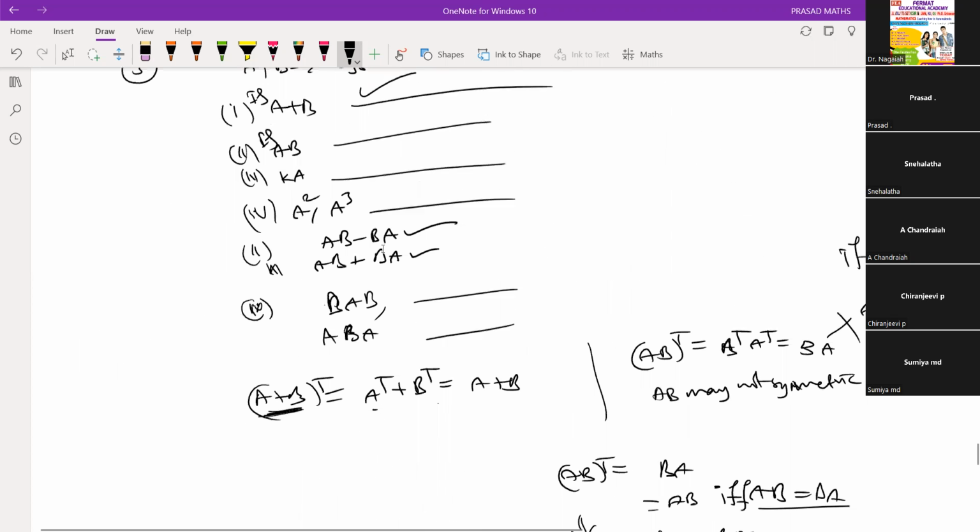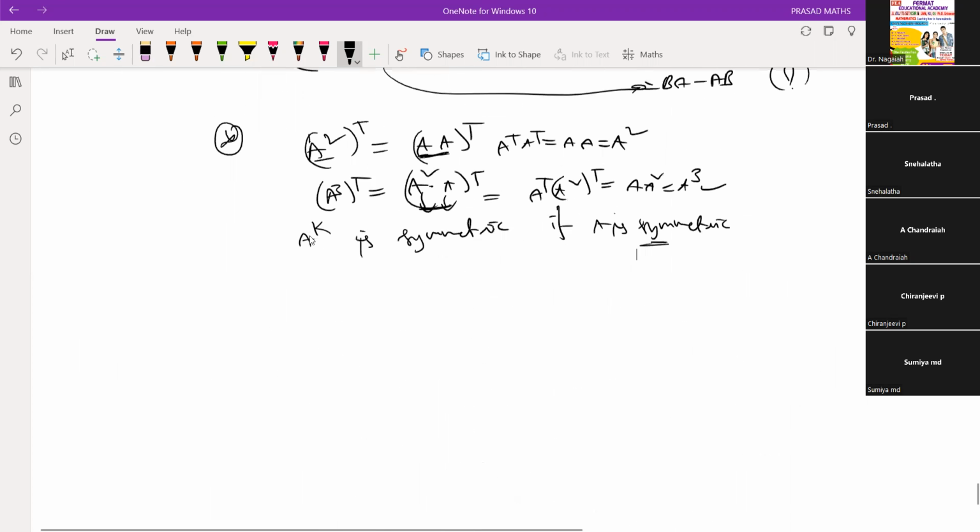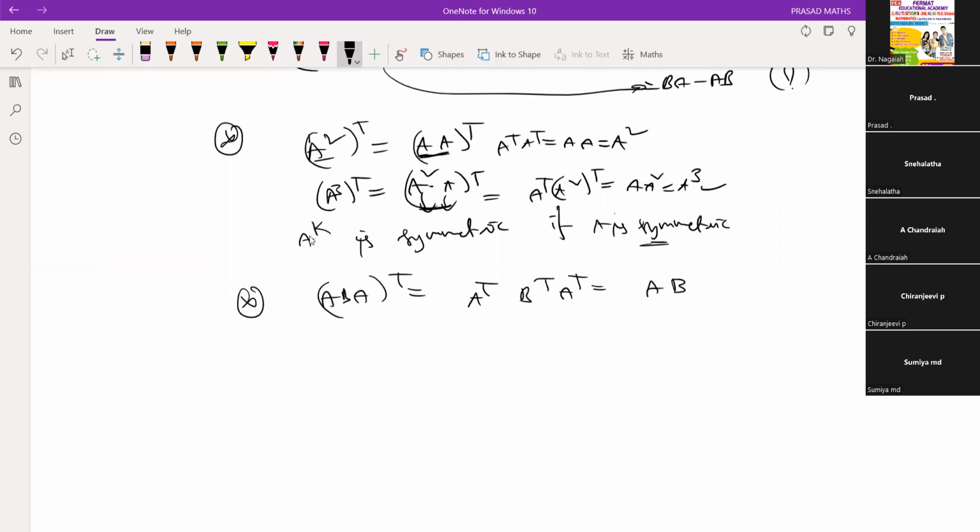Next is ABA. Is it symmetric? ABA whole transpose is A transpose, B transpose, A transpose. That means A transpose is nothing but A, B transpose is nothing but B, because all are symmetric matrices. This is A, so symmetric. What is BAB? You know, they are dummy. This is also symmetric: B transpose, A transpose, B transpose. This is BAB. So symmetric.